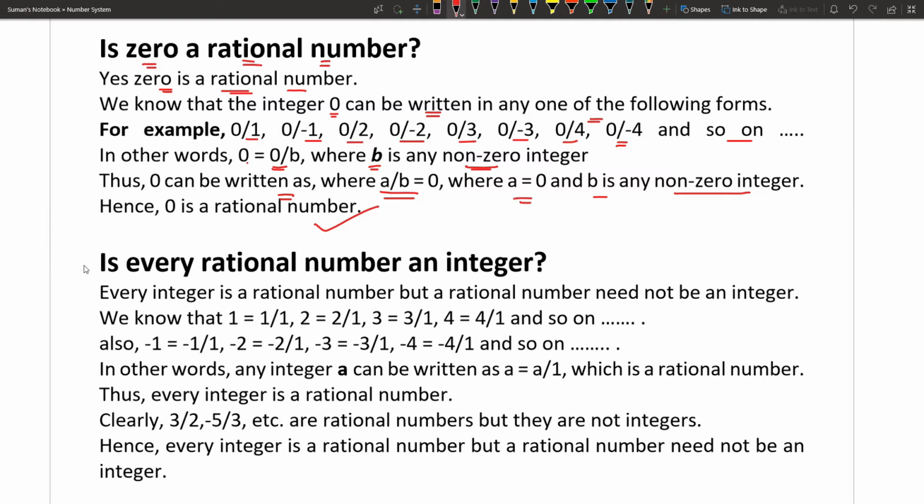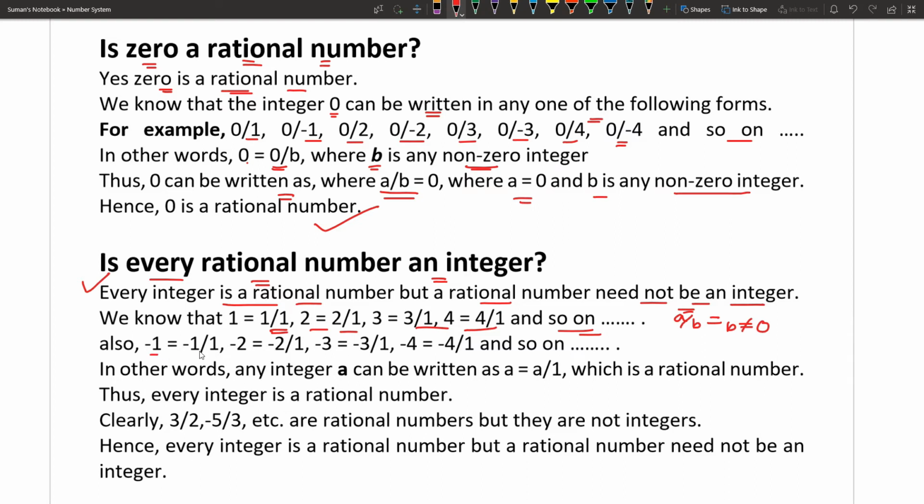Now the next question that comes to mind: is every rational number an integer? Every integer is a rational number, but a rational number need not be an integer. We know that 1 is equal to 1 by 1, 2 is equal to 2 by 1, 3 is equal to 3 by 1, 4 is equal to 4 by 1, and so on. That means it can be written in the form of a by b, where b is not equal to 0.